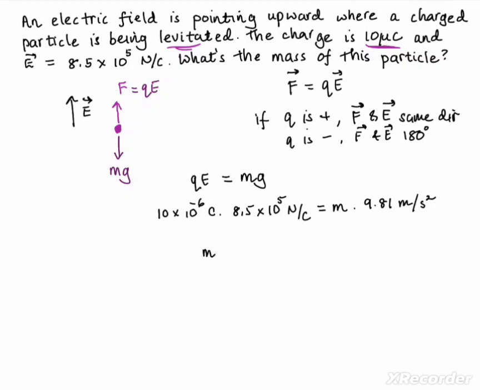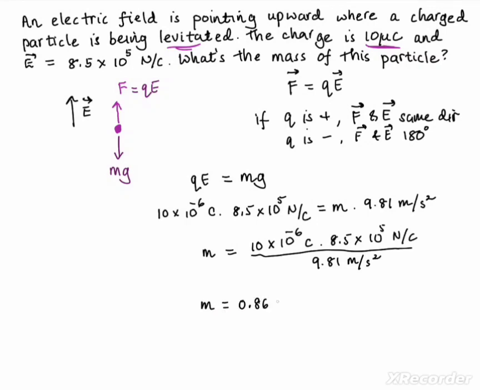So this gives us m is equal to, we divide both sides by 9.81, so we have 8.5 times 10 to the 5th divided by 9.81, and that gives us about 0.86 kilograms. So in questions where an object is levitated, you equate the force because of the electric field to the weight of the object.